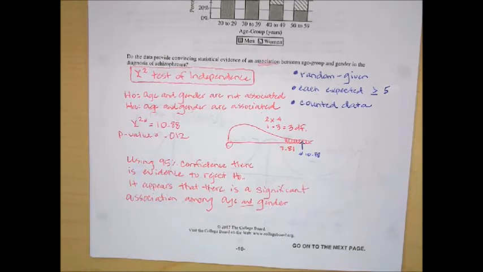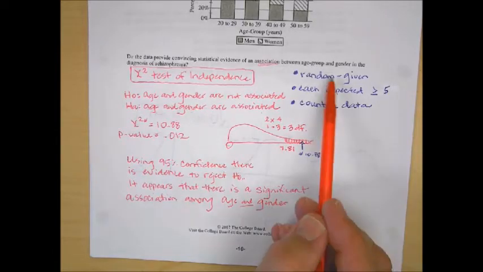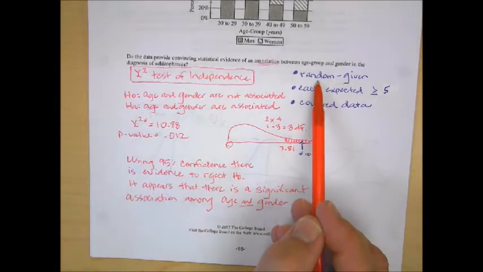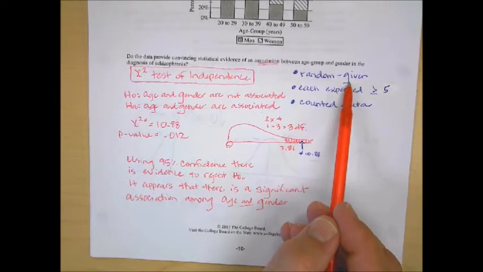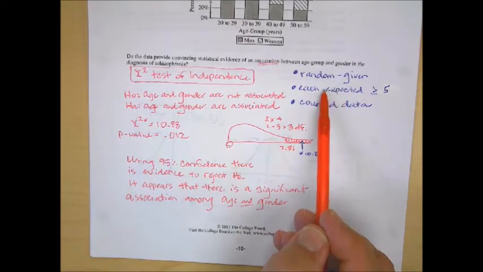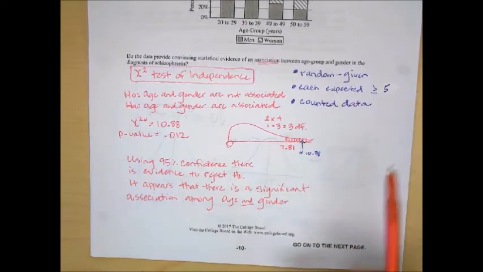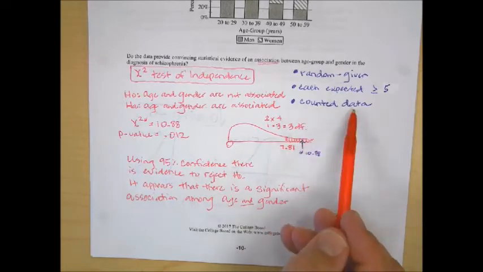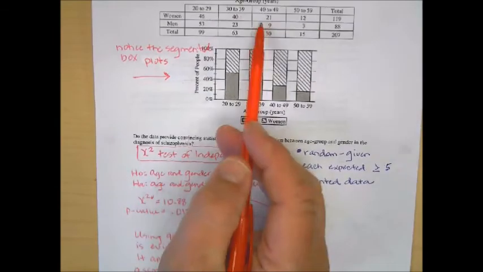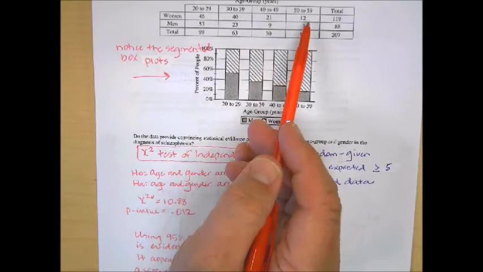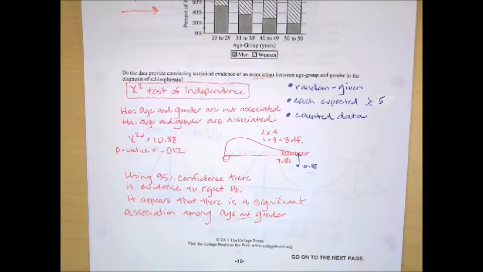Now, nothing in this problem said assume conditions have been met. So here are the 3 conditions right here. Random, it was given in the problem. Random given. Okay. Each expected is at least 5. And the counted, oh, it's counted data, not measured. It is counted, all right? And that is chi-squared test of independence.